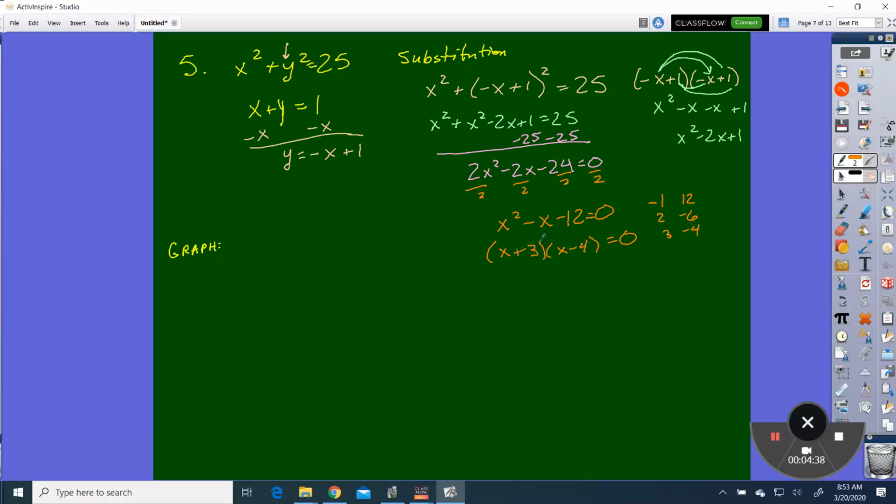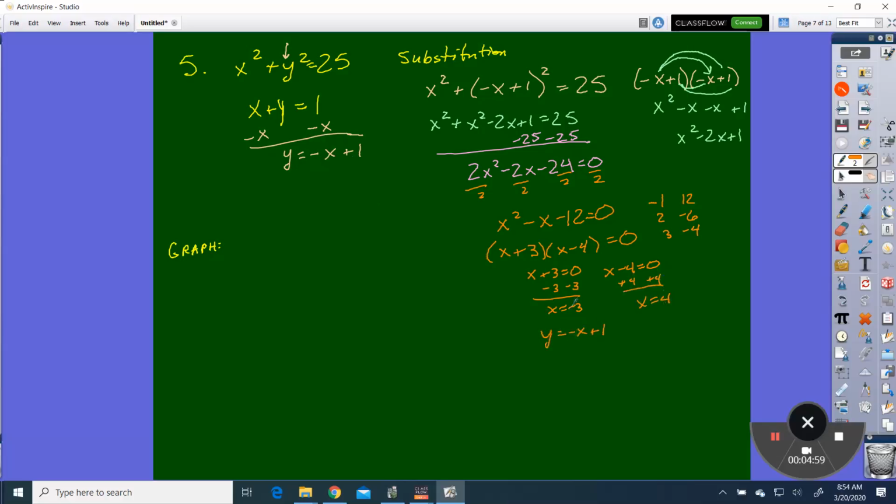So that multiplies to be negative 12 and adds to be negative 1. I now have it factored, so I set each of these equal to 0. So now I minus the 3, x equals negative 3, add the 4, and x equals 4. But now I need to figure out what y is, and remember y equals negative x plus 1.